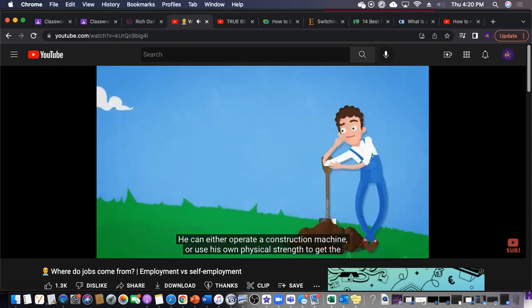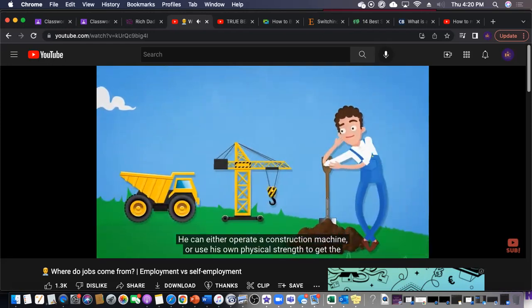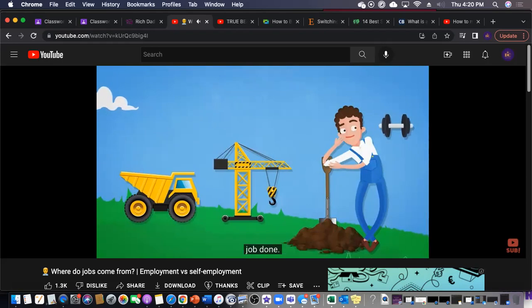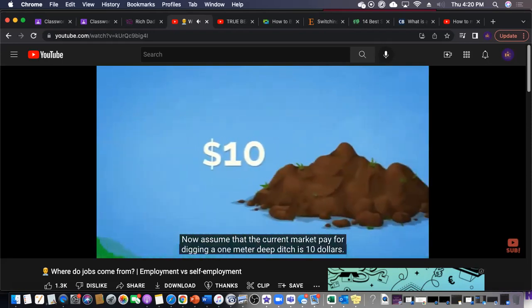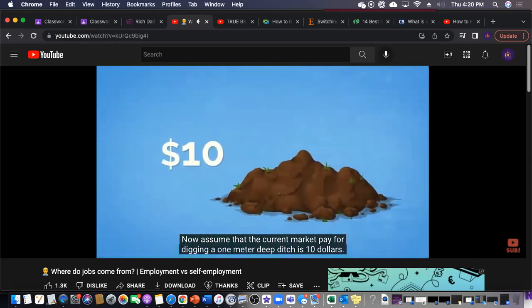He can either operate a construction machine or use his own physical strength to get the job done. Jack knows that the best career path for him is doing physical work. Now assume that the current market pay for digging a 1 meter deep ditch is $10. Jack is faced with a decision.